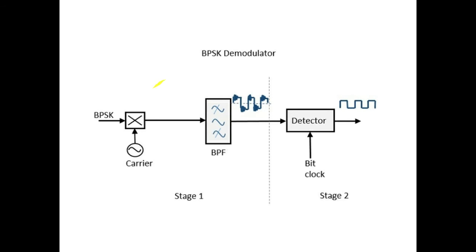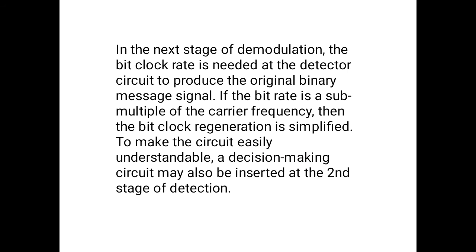Carrier and BPSK are multiplied here. That is passed to a BPF. The output of the BPF is given to the detector along with the clock, which produces an output. In the next stage of demodulation, the bit clock rate is needed at the detector circuit to produce the original message signal, which is in binary form.